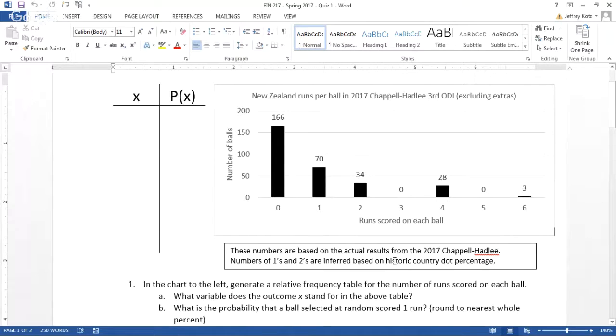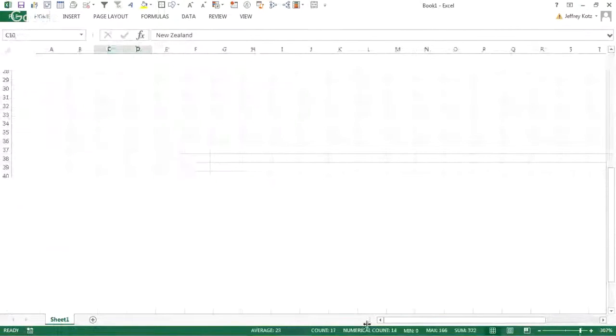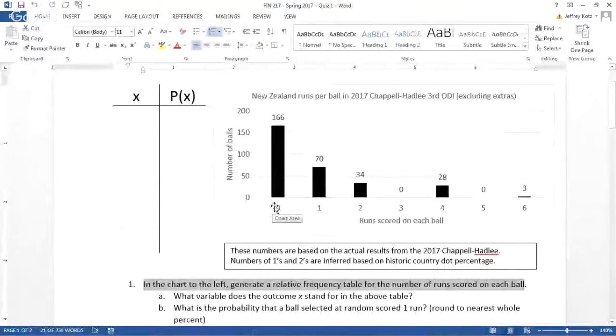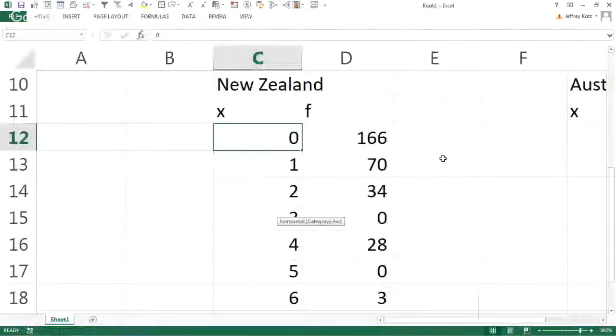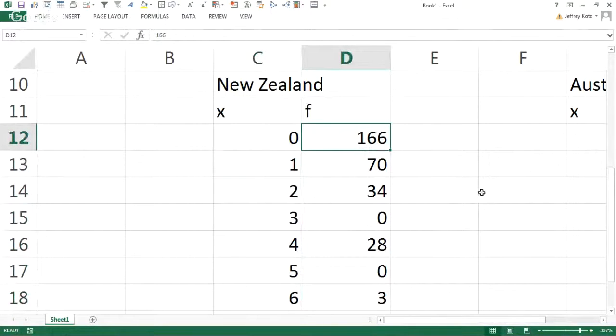But here's how I look at grading this. First thing that was asked of you to do in the chart to the left: generate a relative frequency table for the runs scored on each ball. And it needs to be a relative frequency table rather than just a frequency table, because if you had the New Zealand quiz, you could generate a frequency table which looks like this. So X, which is the number of runs scored on each ball, could be 0, 1, 2, 3, 4, 5, or 6. 166 balls scored 0 runs.